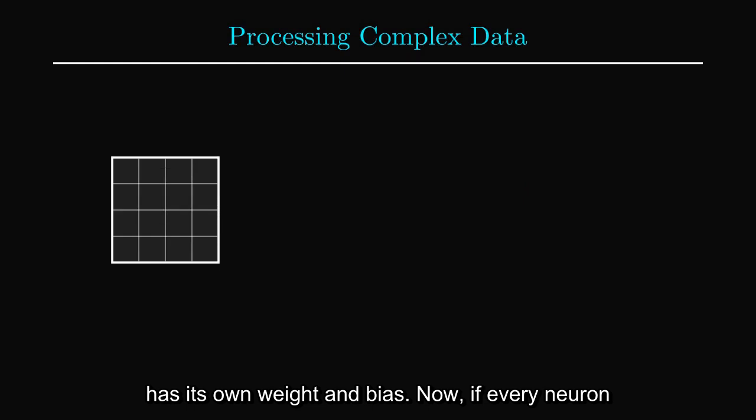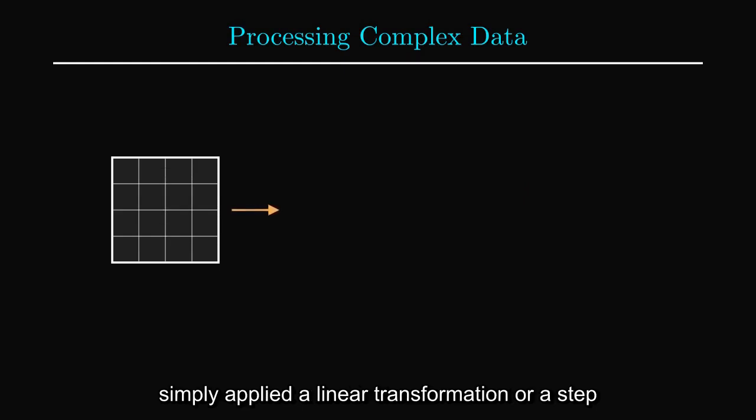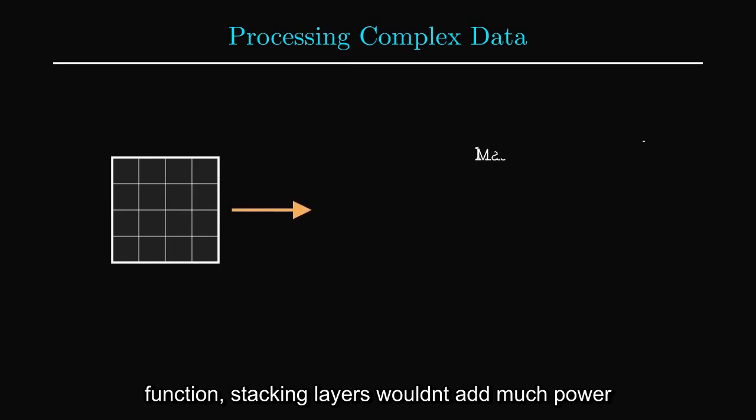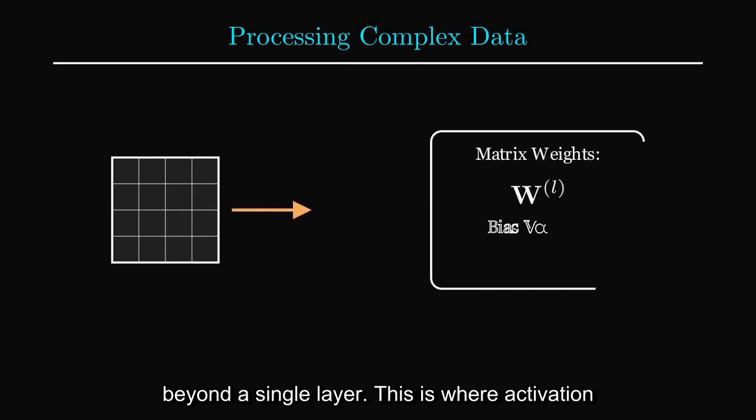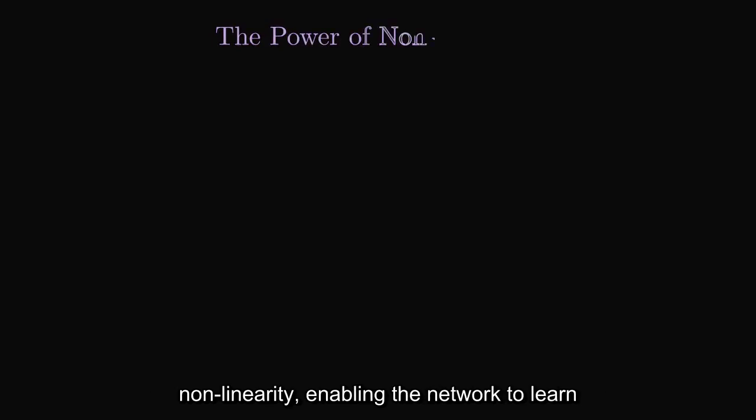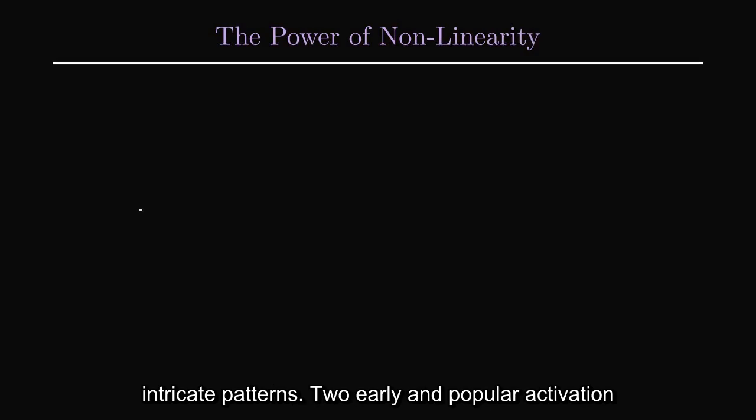Now, if every neuron simply applied a linear transformation or a step function, stacking layers wouldn't add much power beyond a single layer. This is where activation functions become indispensable. They introduce nonlinearity, enabling the network to learn intricate patterns.